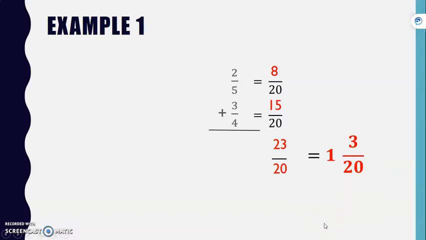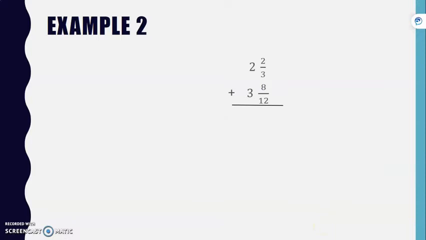All right, let's look at another example where we have mixed numbers. So we have 2 and 2/3 plus 3 and 8 over 12. So remember, we take the smaller denominator and we go until we reach a multiple of the larger one. So I'm going to start. 3, 6, 9, 12. All right, so I reached 12, which is the larger denominator. So 12 would be my common denominator. So for this one, I only have to change one of my fractions. I have to change 2/3 into a fraction out of 12. This one just stays the same.